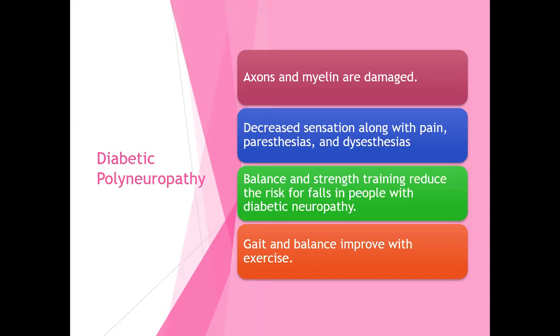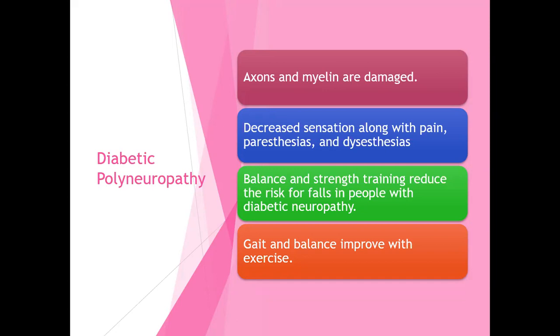Balance and strength training have been shown to reduce risk for falls in people with diabetic neuropathy. So gait and balance improve with exercise. I'm always getting back to that, right? Exercise helps with a lot of different things. There's tons of research to show that exercise is not going to make the neuropathy go away, but it does improve balance and reduce the risk for falls. So it's super, super important.